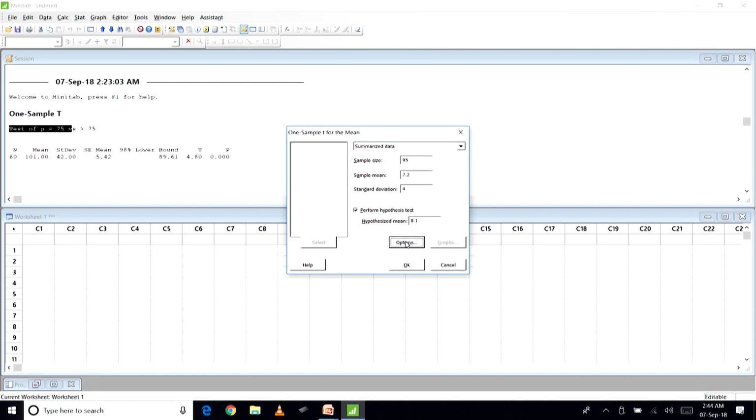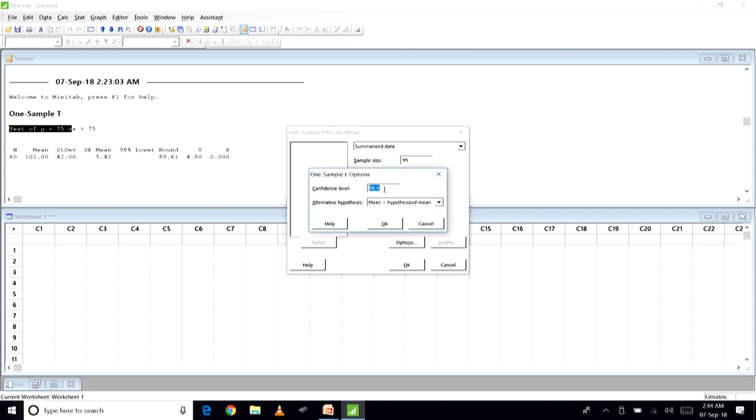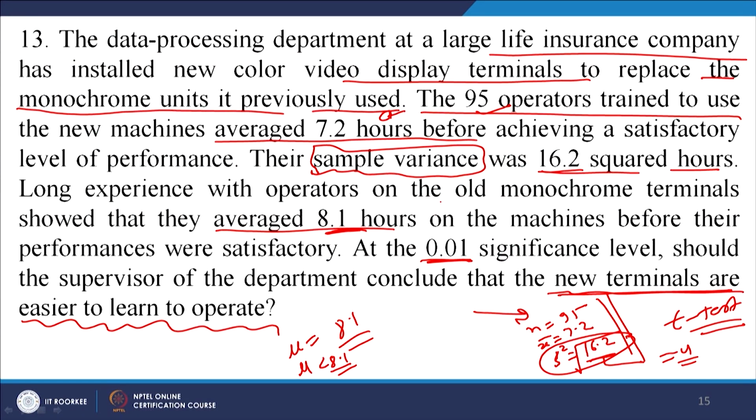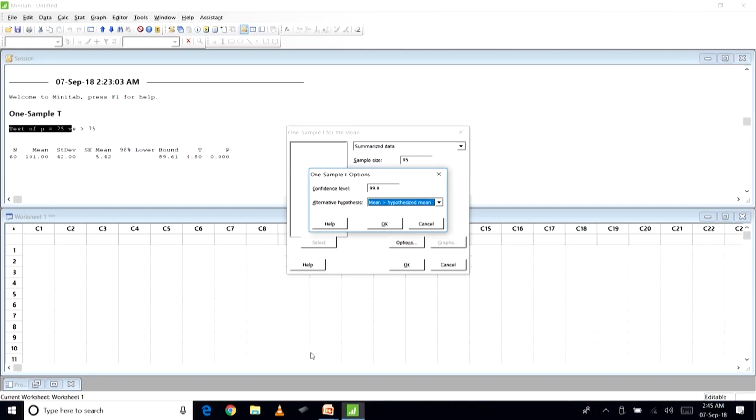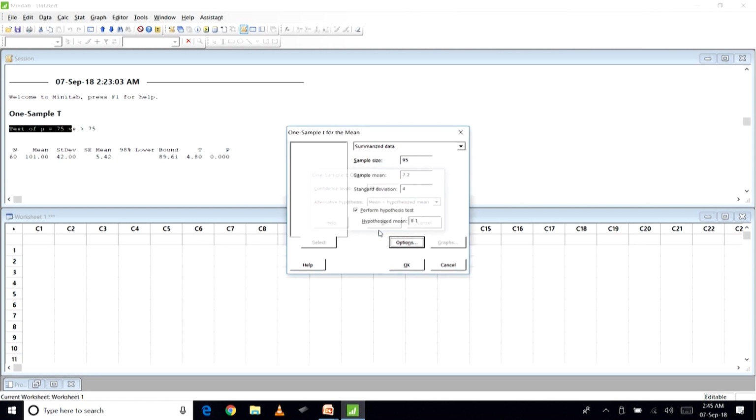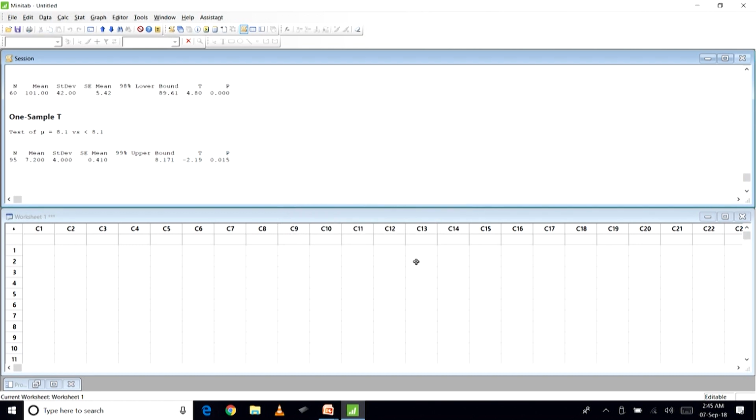We will go to options and we will see what is our confidence level. So, confidence level is 99%. This is a case of upper tail test or lower tail test? This is a case of lower tail test, right. So, let us enter mean as less than hypothesized mean. So, we will click OK, and this is the p value, 0.015. 0.015 is the p value.